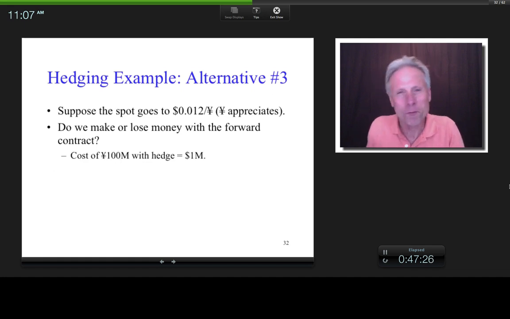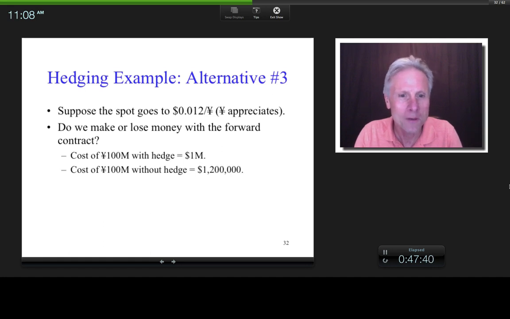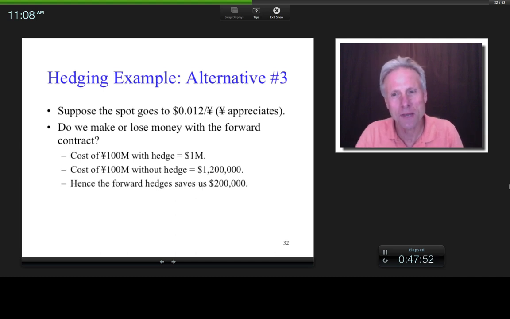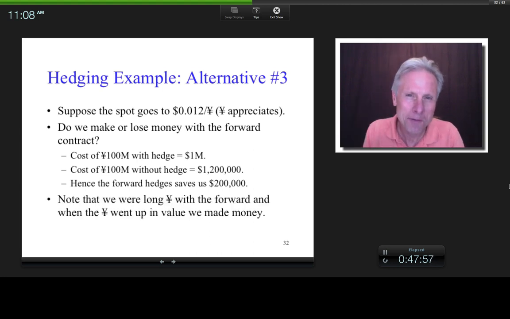But if we didn't have that forward contract and we just went to the open market, how much money would we need if we hadn't locked in this exchange rate? Well, we would have needed $1.2 million, right? So will it have been happy face or sad face, the fact that we had the forward contract? Happy face, right? Basically, it saved us $200,000. So again, you're long something, that something goes up in value, so we're long yen with our forward contract. The yen appreciates, and so we made money on the forward side.